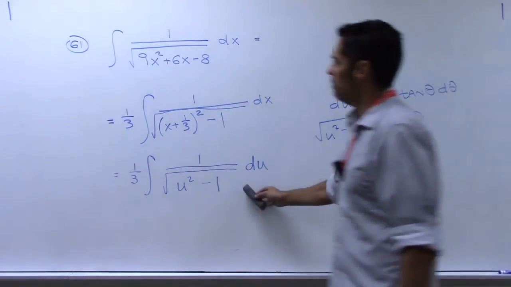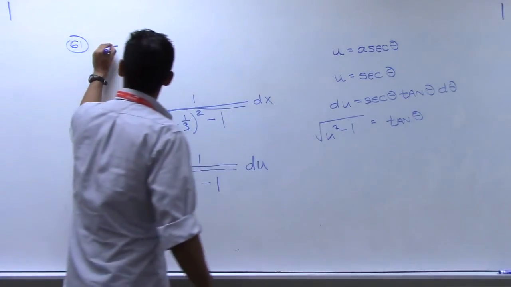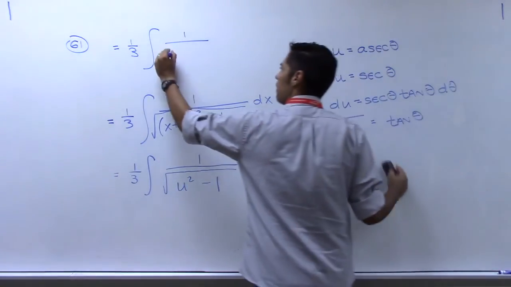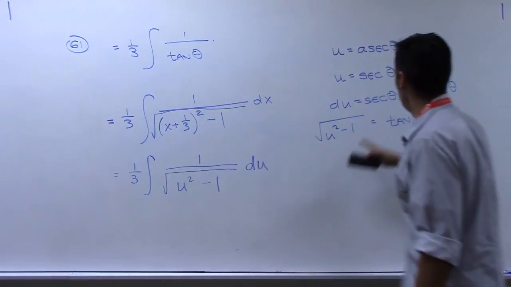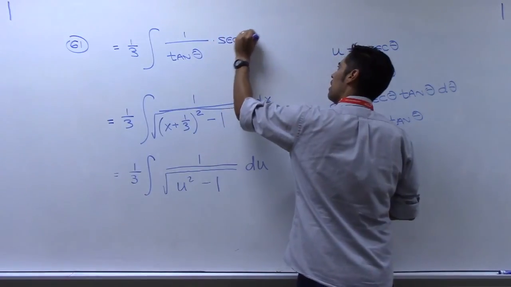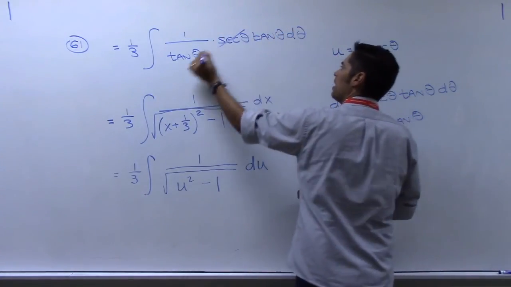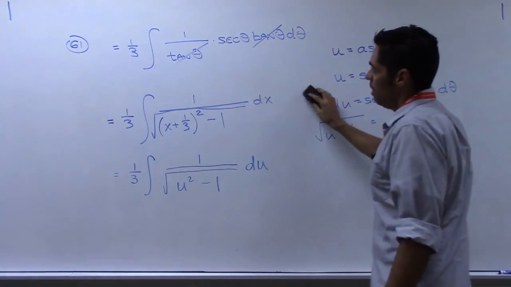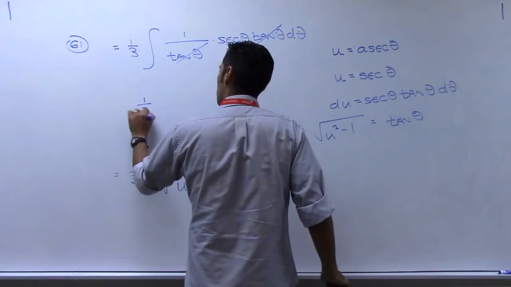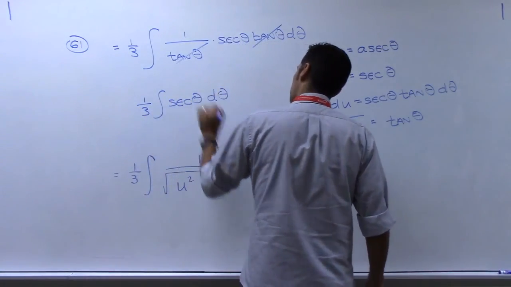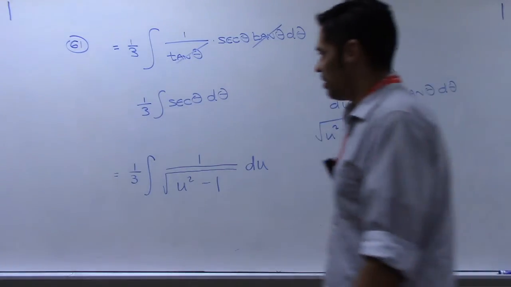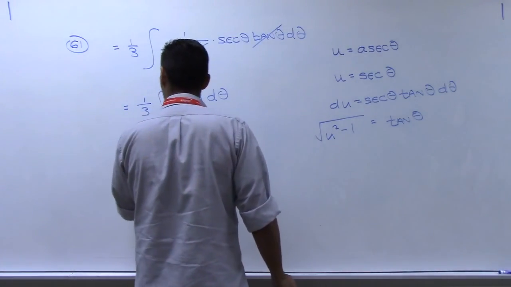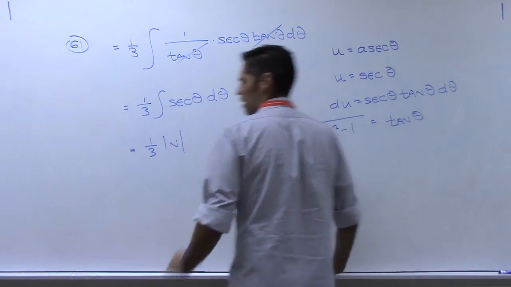So I'll rewrite this integral right here now. This is equal to 1/3 integral 1 over the square root part we just said was tangent theta. And then du is secant theta tangent theta d theta. The tangents cancel. And all we're left with is 1/3 integral secant theta d theta. And we can integrate that because we have a formula in the back of the book for secant theta. So this will be equal to 1/3 natural log, I think it's secant theta plus tangent theta.